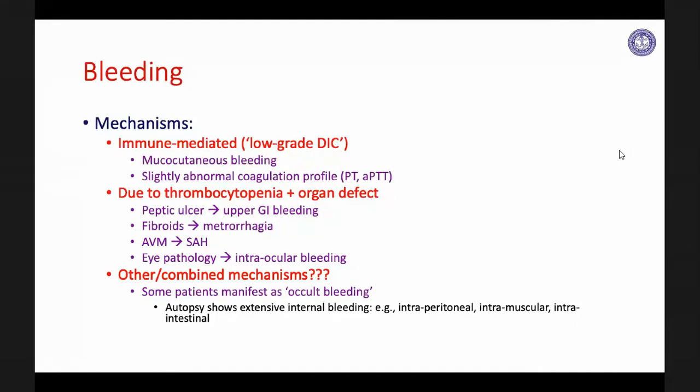And when autopsies are done, they have found that there is extensive internal bleeding, intraperitoneal, intramuscular, inside the intestinal lumen, and so on. And it's difficult to understand why that has happened. Is it because of a high-grade DIC or what? But for some other reasons also, there may be bleeding. And that is one of the frightening things about dengue hemorrhagic fever, because it's occult bleeding, and therefore we can't see from outside. We have to very carefully monitor the patient clinically and with regard to the packed cell volume in order to determine if that is happening.